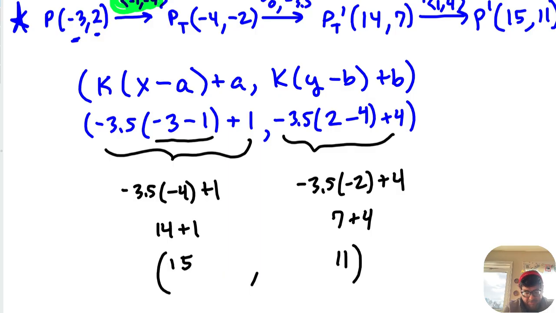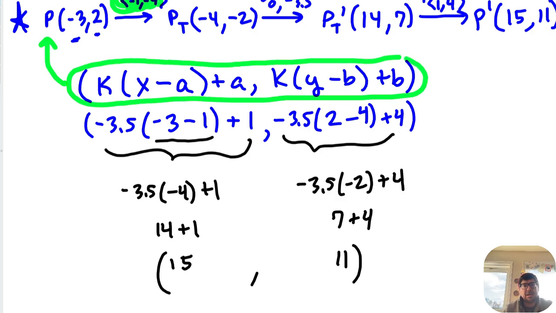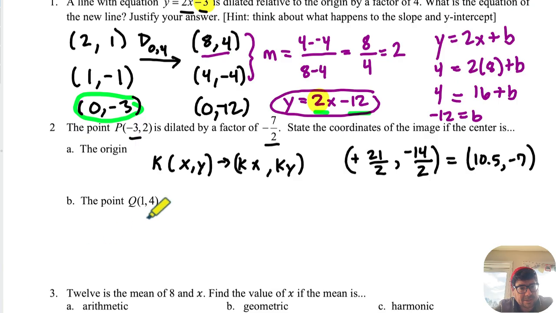So that's a nice algorithm too. It shows you the translation process here, but in an algebraic structure. All right, so the answer is 15, 11. Let's go back, and I think I have that right here. Let's just write that down. So my answer for the image of P is 15, 11.